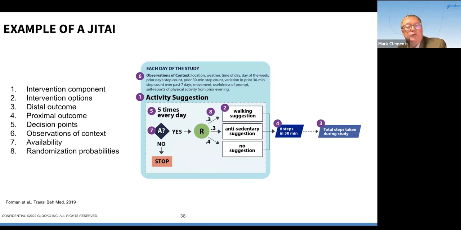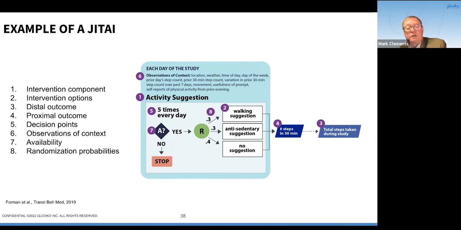In number two, you see the actual intervention options. So there were three options in this particular application. One was an active walking suggestion. The other was a lighter anti-sedentary suggestion. So rather than doing some moderate physical activity, just to get up and take a few steps, take a break from sitting. And the third was no suggestion at all.